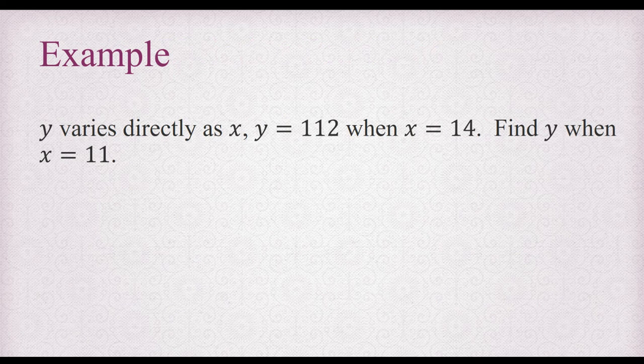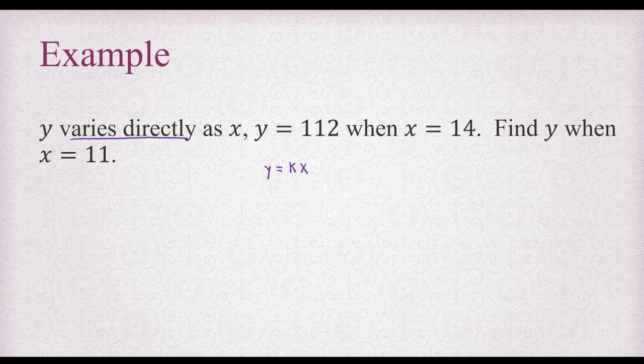So here is what we're going to do. It says y varies directly as x. So anytime we are varying directly, we know that we want to use y equals k times x. Okay, so the variable that comes before the phrase varies directly is always going to be by itself. Whatever variable comes after that phrase will always be multiplied by that constant of variation.